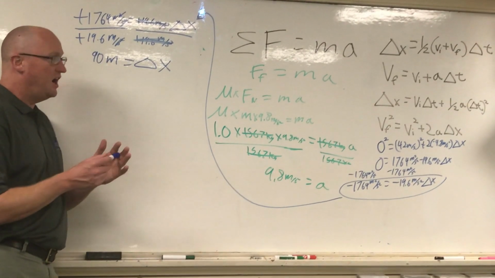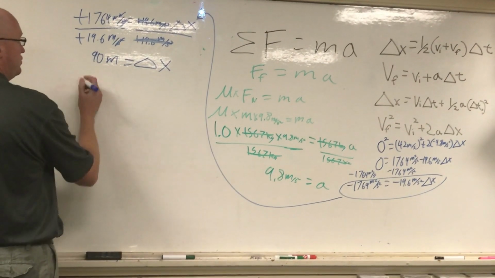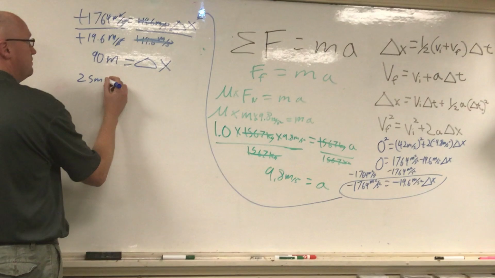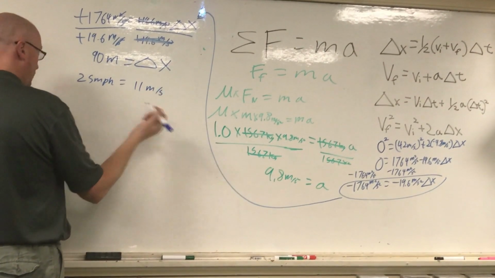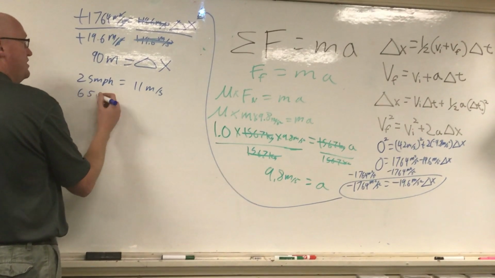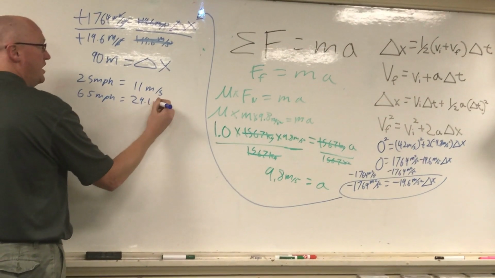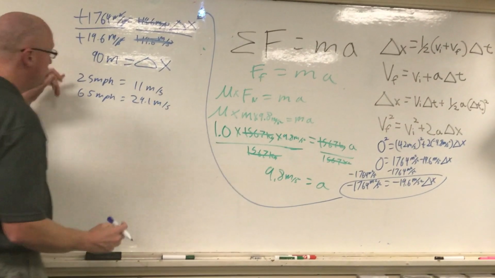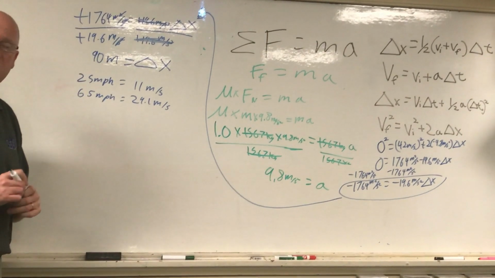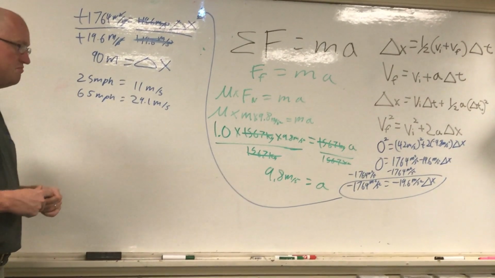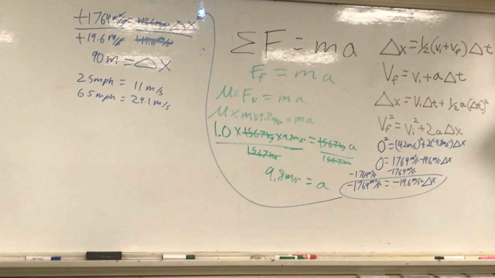Now, by the way, you're going to do this not just for your maximum speed, you're going to also do it for 25 miles per hour, which is equal to 11 meters per second. You're also going to do it for 65 miles per hour, which is going to equal 29.1 meters per second. So you need to do these two values first, and then your maximum speed, okay? Also, please, maybe record your maximum speed. I think there might be a question at the end of this, okay?